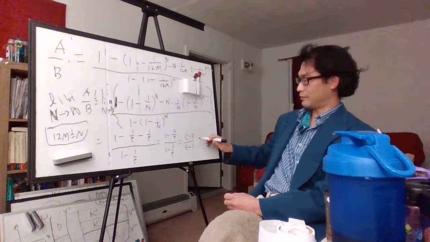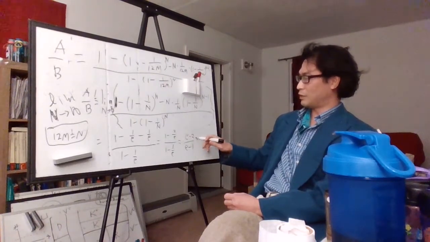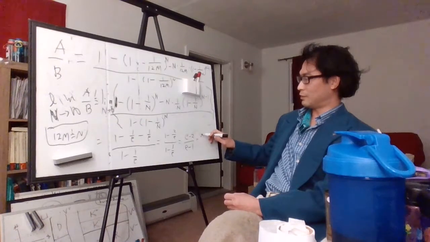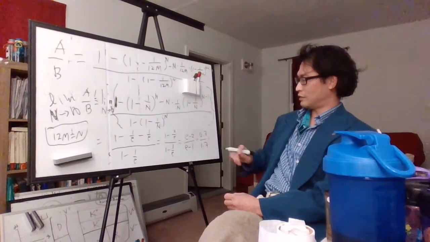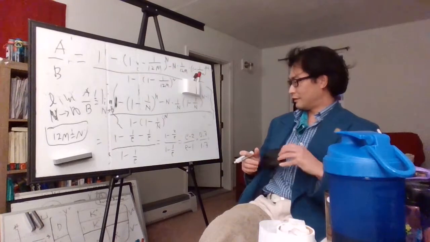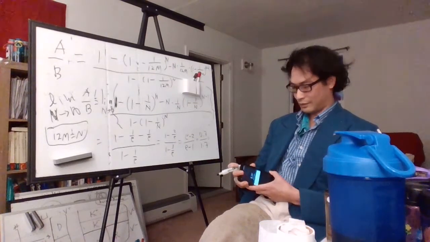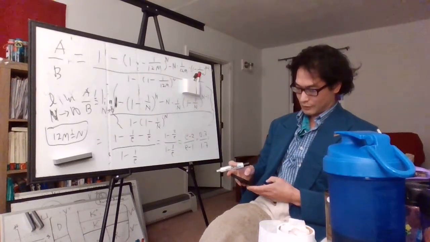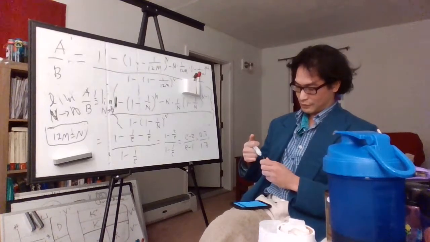Which is what? e is like 2.7, so 0.7 over 1.7, which is, let me calculate this on my cell phone.